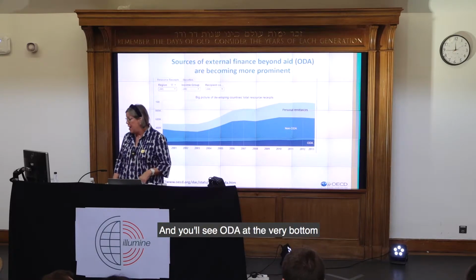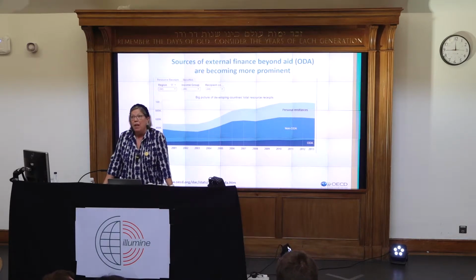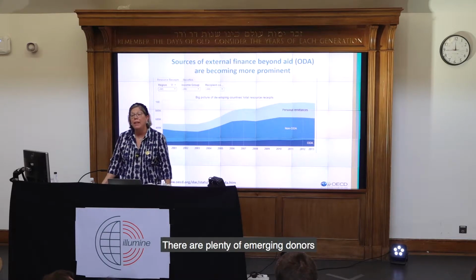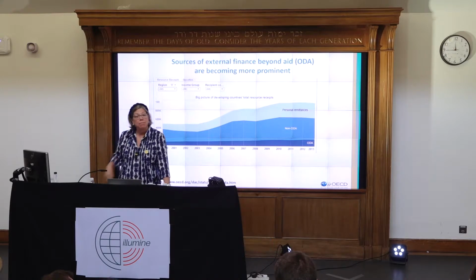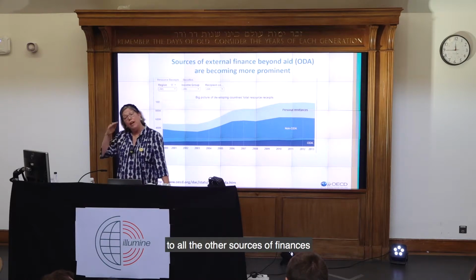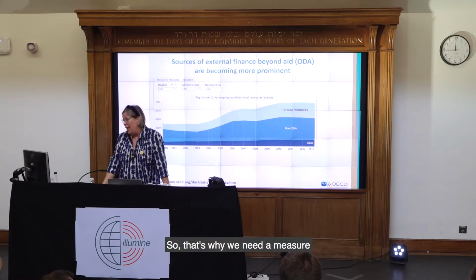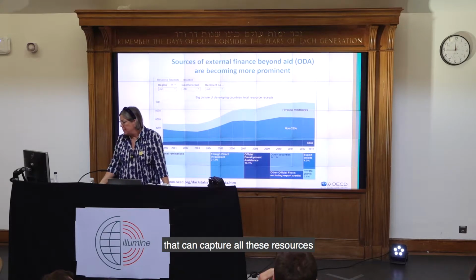And you see ODA at the very bottom, that's only from the OECD DAC members, that's only 30 countries. So it's not the world, there are plenty of emerging donors who are providing resources. But ODA is flat, and it's a declining share in a relative sense to all the other sources of finance now. So that's why we need a measure that can capture all of these resources.